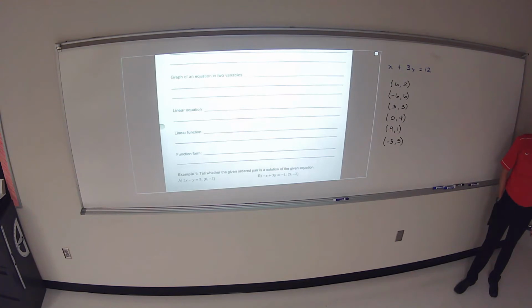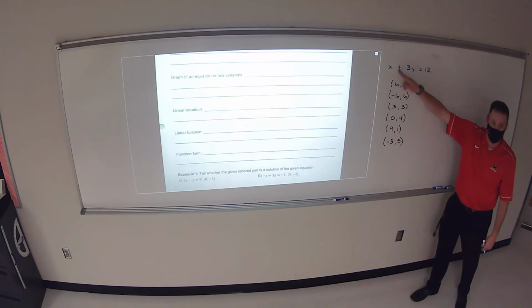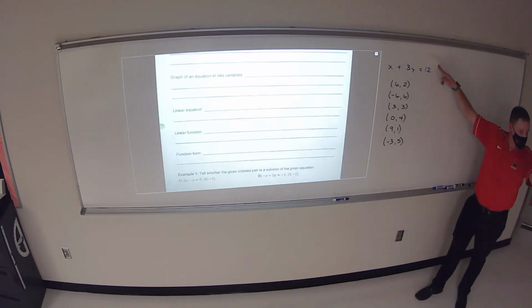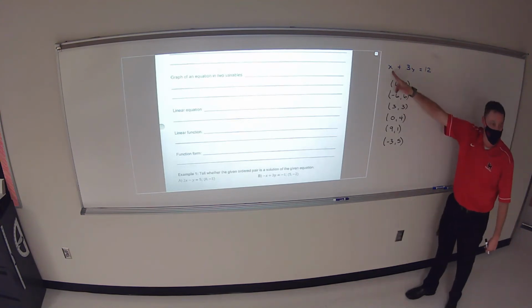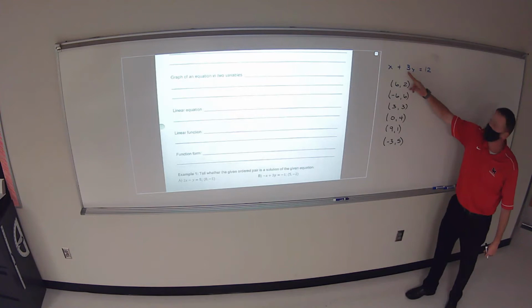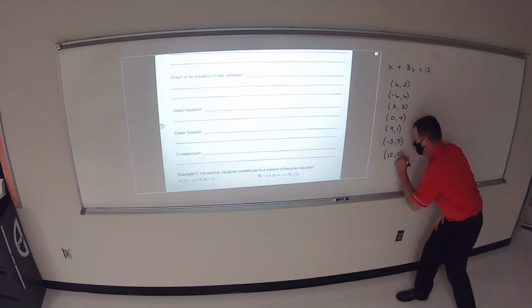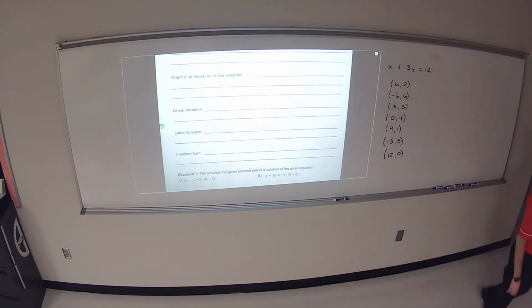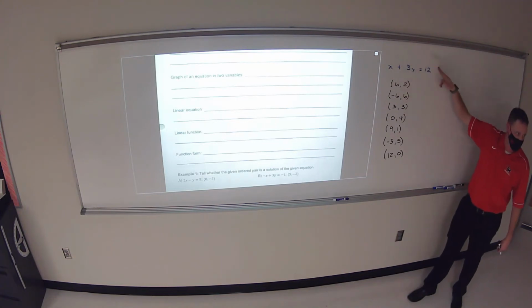Okay, would 12 and 1 work, though? Because 12 would be 12. 1 would make this a 3, and 12 plus 3 would be 15. You're close, but it's not 12 and 1. 12 and 0. If x is 12 and y is 0, this becomes 12 plus 0, which is 12. So 12 and 0 is a solution. But 12 and negative 3 won't work. Because if x is 12 and this is negative 3, that would be 12 plus negative 9, which would actually be 3.